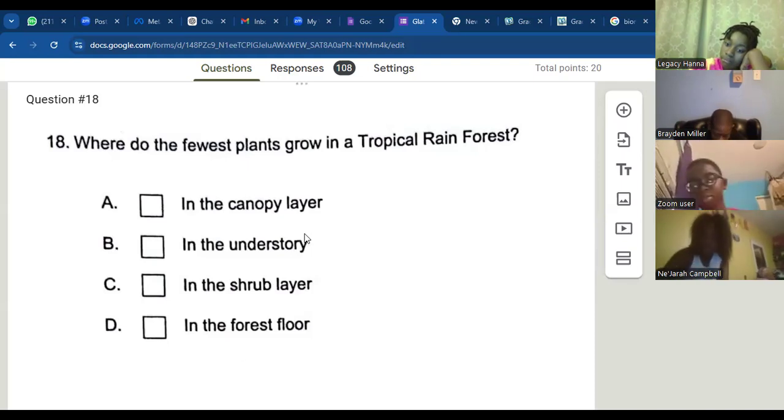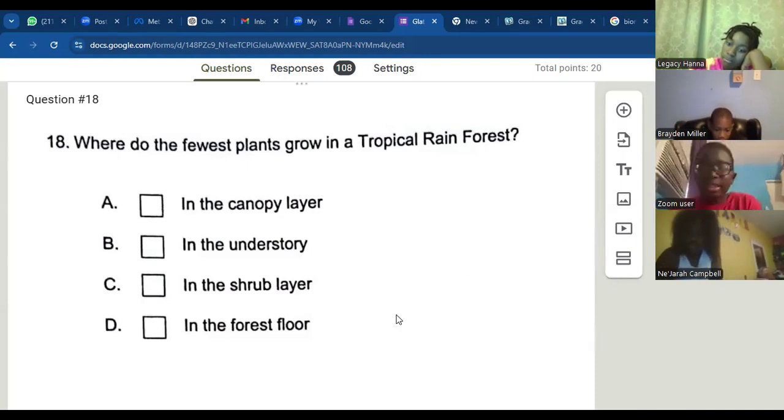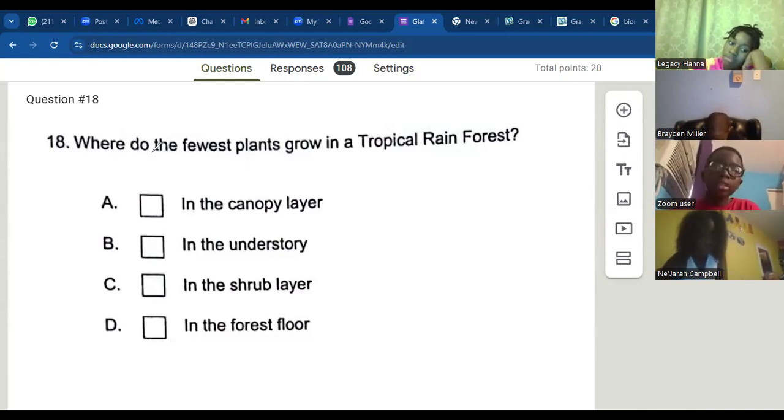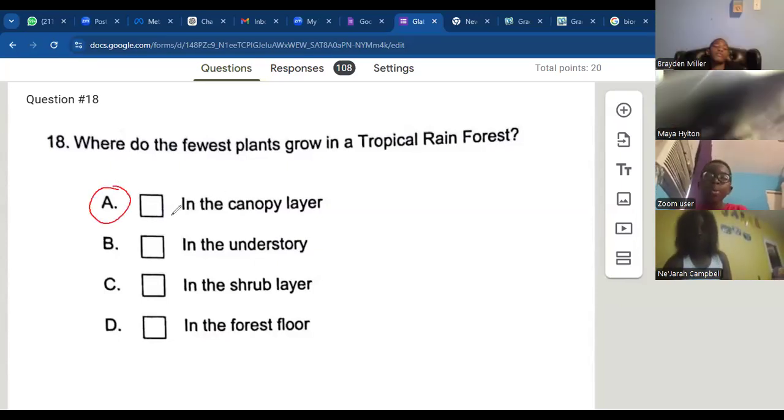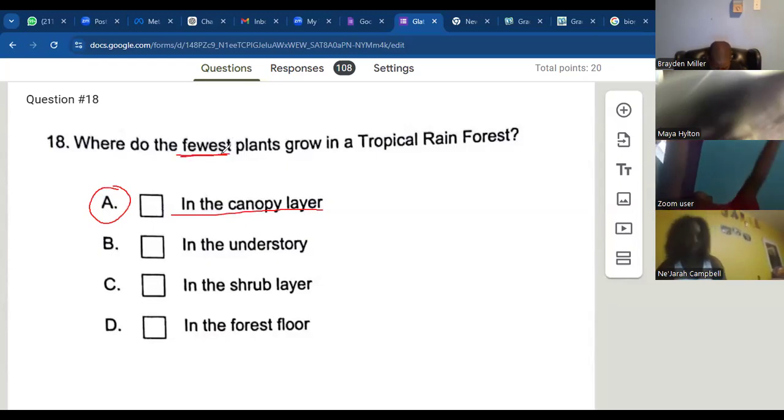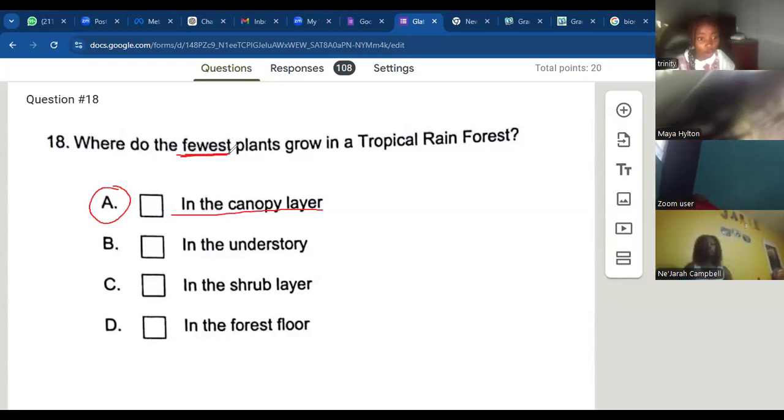All right, the correct answer is A, in the canopy layer. They say we're the fewest. The fewest. At this point, everybody knows.